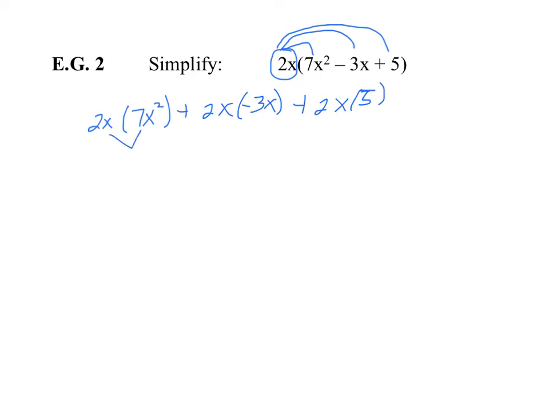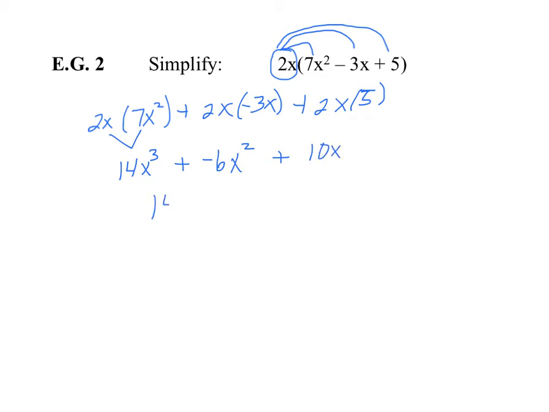And then simplify each part. 2 times 7 is 14. X times x squared is x to the third. There's that power rule, the product rule. Plus 2 times negative 3 is negative 6. X times x is x squared. Plus 2 times 5 is 10, and you just have x.